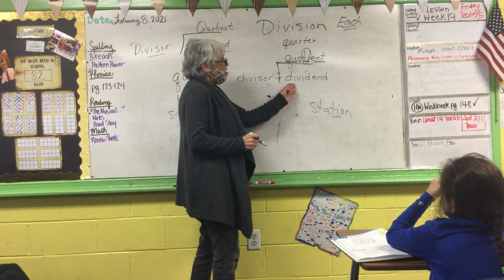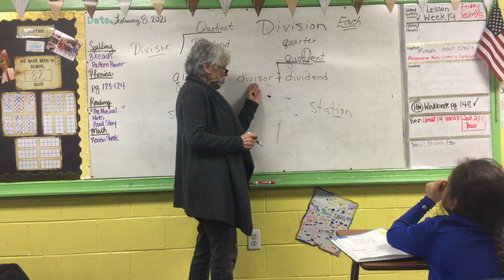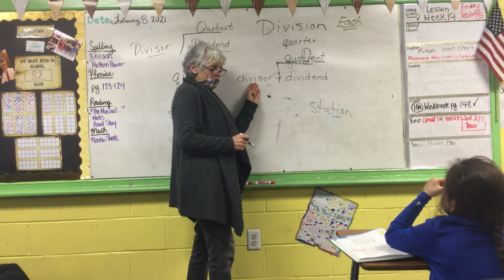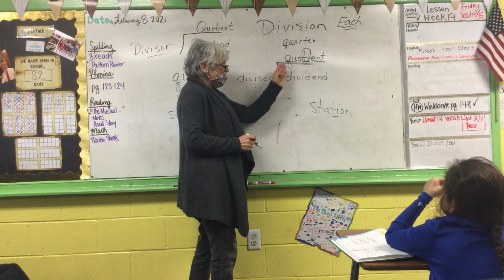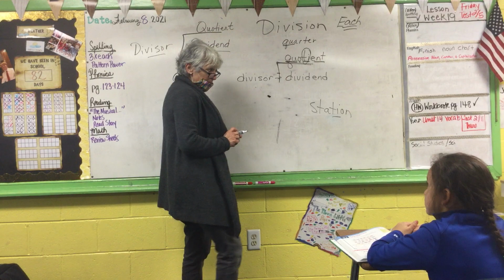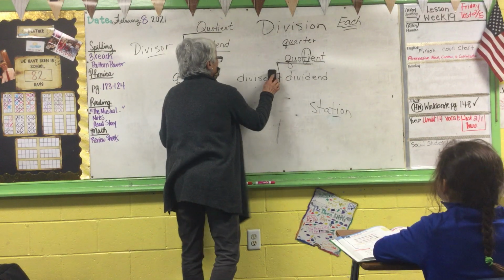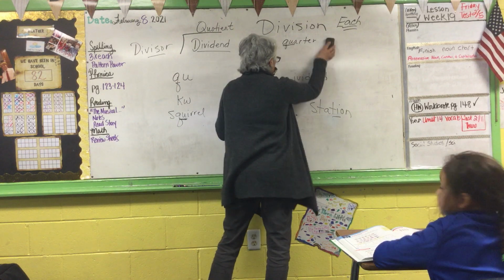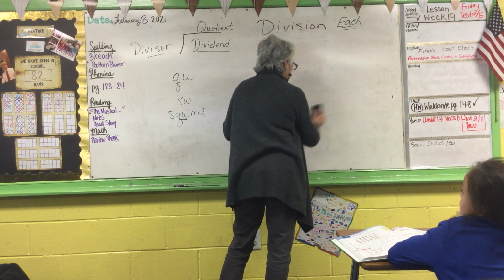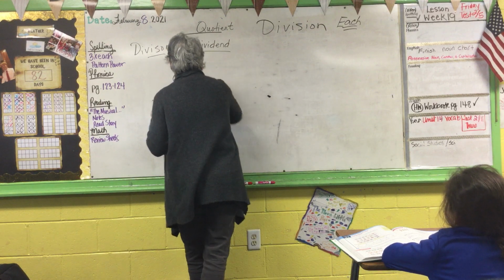All right. Who's in the house? The dividend. Who's knocking on the door? The divisor. And what's the answer going to be? The quotient. Okay? All right, now those are three things you've got to know when we divide. Remember, we are looking for pretty much the opposite of multiplication, all right?